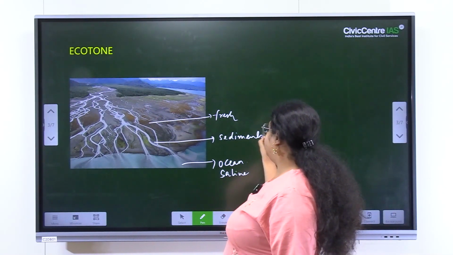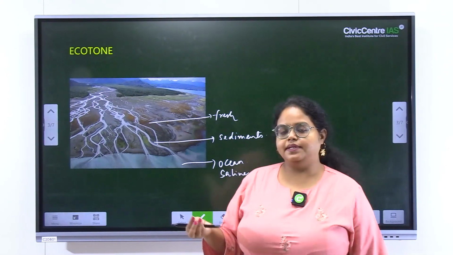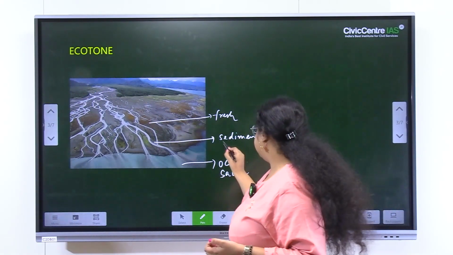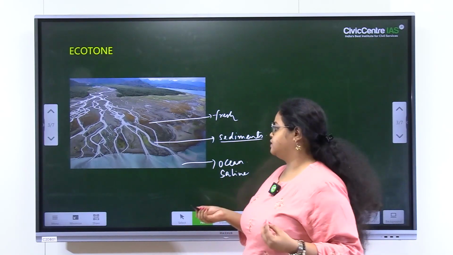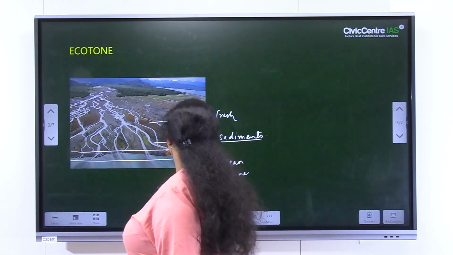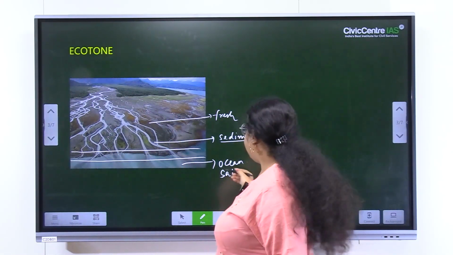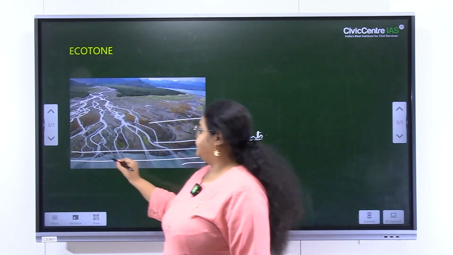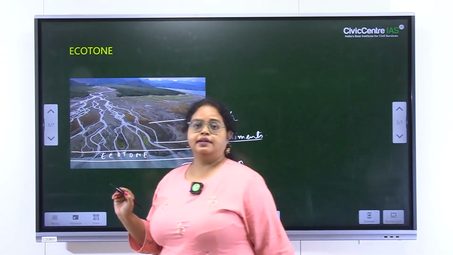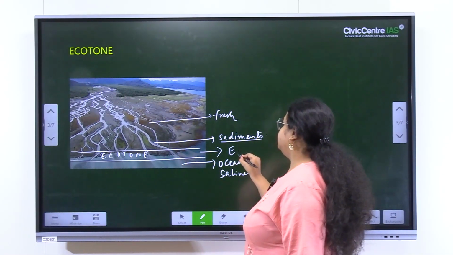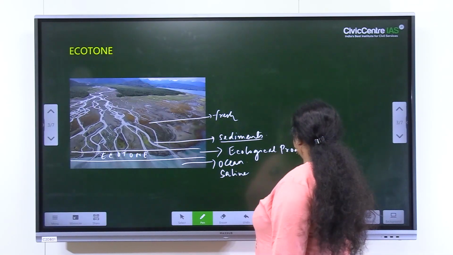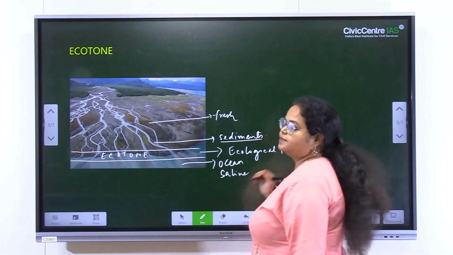These sediments are rich in nutrients. What are sediments? Sediments are broken rocks, and broken rocks are made up of minerals. So these sediments are rich in minerals, that is, rich in nutrients. So when there is a zone of transition between both the freshwater ecosystem and marine ecosystem along with nutrients, such a zone is rich in ecological productivity. Now what do we mean by ecological productivity? Ecological productivity is where the production of food is more.